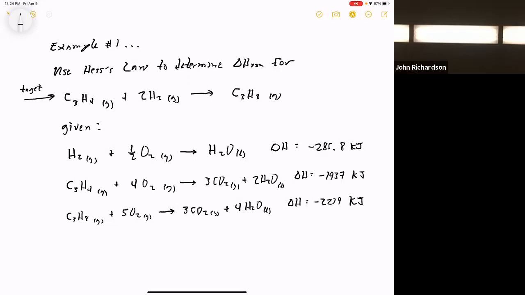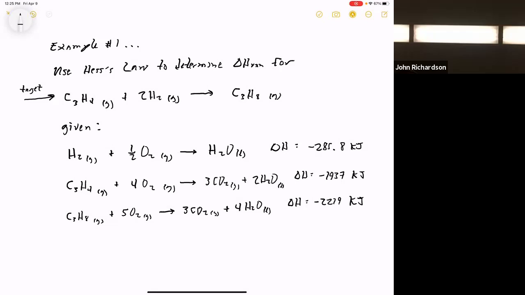Now, if you notice, it's not a combustion reaction. It's a reaction involving a hydrocarbon, C3H4, combining with hydrogen gas to give me C3H8 gas. So this may not be a reaction I could just simply run in a bomb calorimeter. But what if I could somehow get back at that reaction through a series of given reactions that I can run in calorimeters? So for example, look at the 3 given reactions. Notice that they're all combustion reactions, right? So these are reactions that I can run in a calorimeter and determine a delta H for from an experiment.